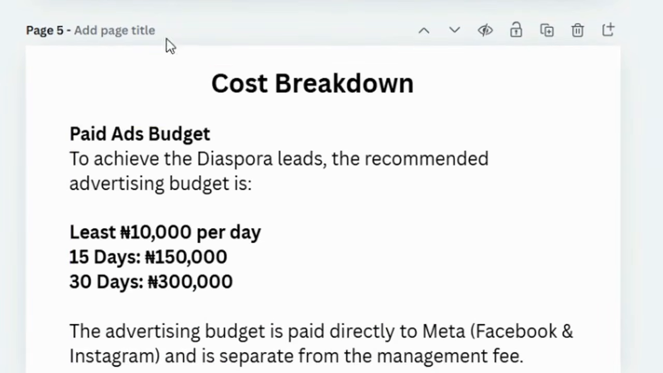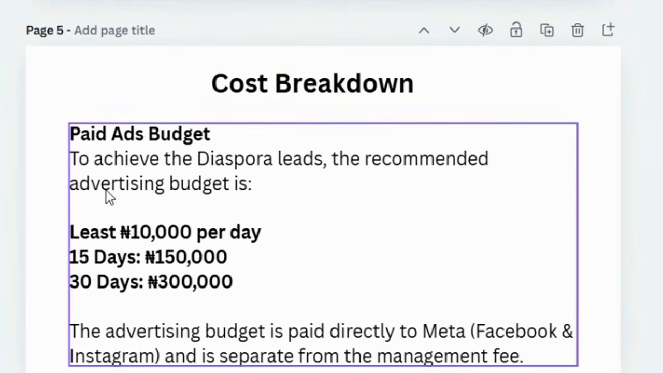So let's continue. Now, the cost breakdown. To run these ads and get these diaspora leads, this is the recommended advertising budget. At the least, it is 10,000 naira per day. We can do above that. You can do 20,000 naira per day, 50,000 naira per day.